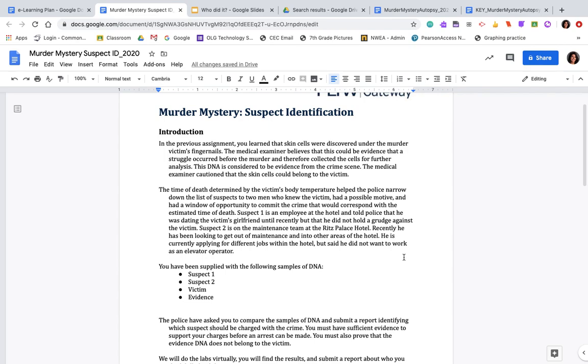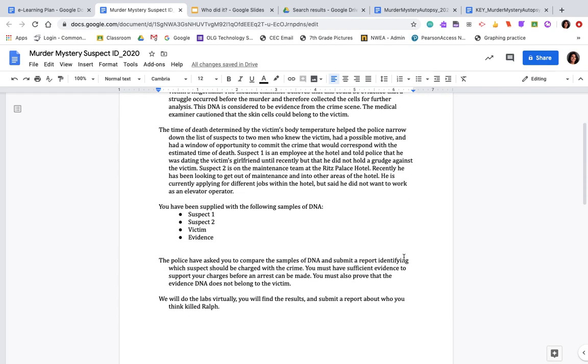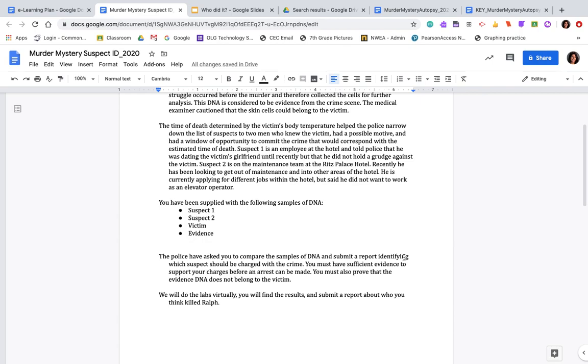Suspect 1 is an employee at the hotel and told police that he was dating the victim's girlfriend until recently, but he did not hold a grudge against the victim. Suspect 2 is on the maintenance team at the Ritz Palace Hotel. Recently, he had been looking to get out of maintenance and into other areas of the hotel. He is currently applying for different jobs within the hotel, but he said he did not want to work as an elevator operator.